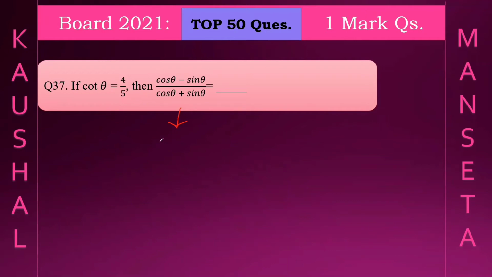So we get cos theta upon sin theta will be cot theta. Cos theta minus sin theta upon sin theta will be 1. So cot theta minus 1 upon, same as denominator, cos theta upon sin theta will be cot theta, and sin theta upon sin theta will be cancelled out. So we get cot theta plus 1. Now put the value of cot theta is 4 by 5. So 4 by 5 minus 1 upon 4 by 5 plus 1.